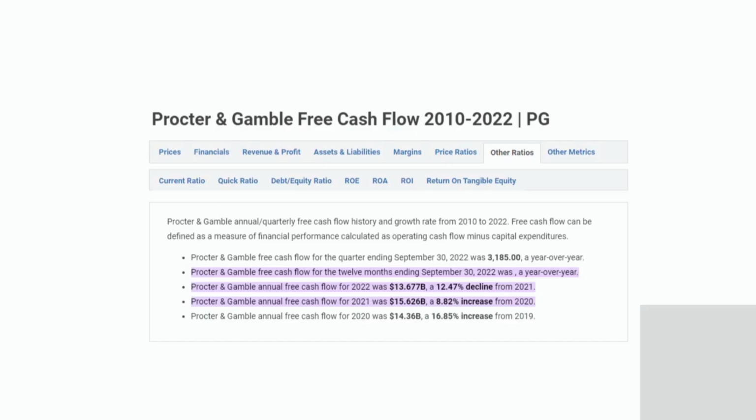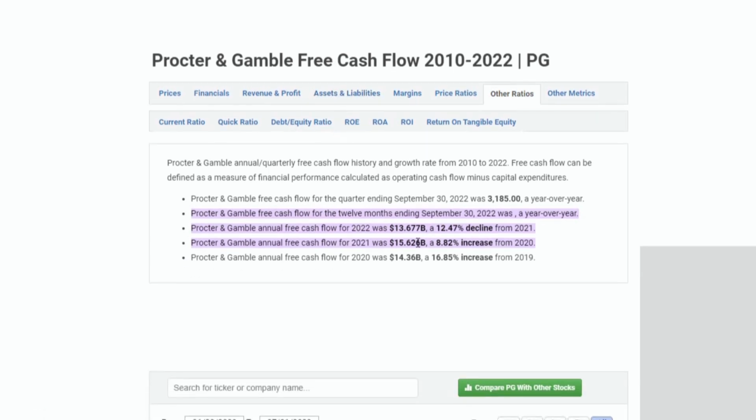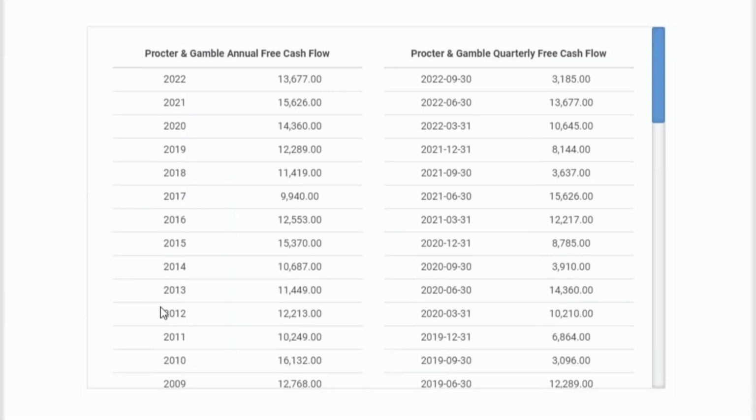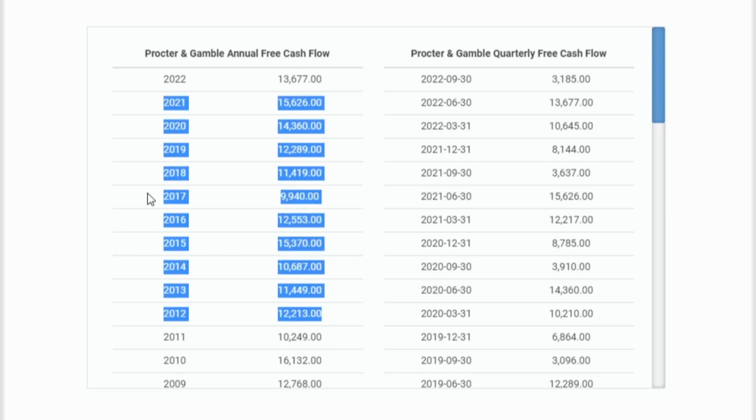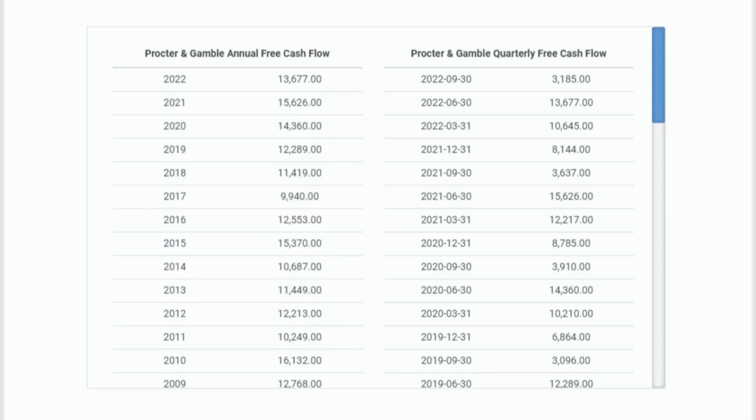Well, over here on Macrotrends, for Procter & Gamble, cash flow numbers are in billions. So come down here, and from 2012 all the way to 2021, the most recent full year of numbers, 15.62. We're going to take these 10 years of numbers and evaluate Procter & Gamble.